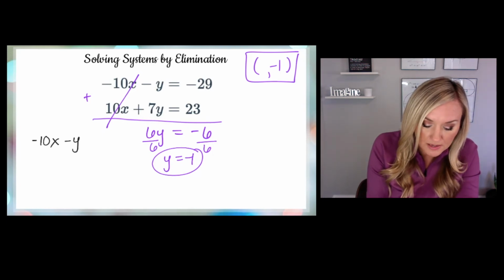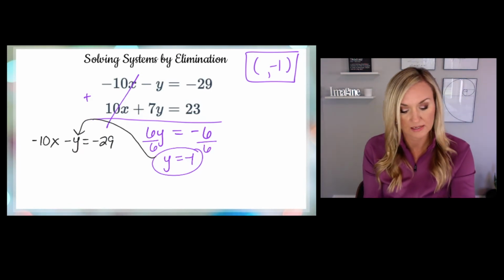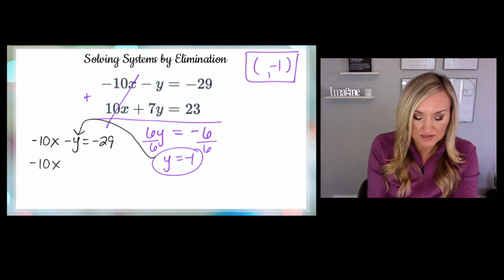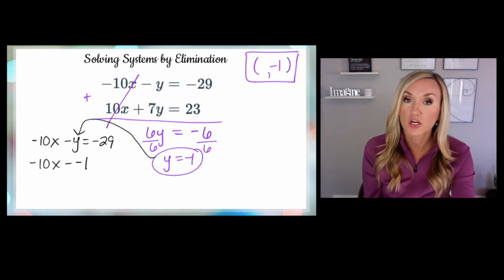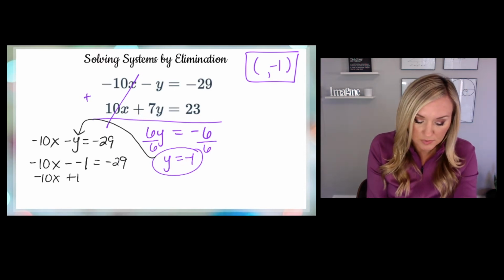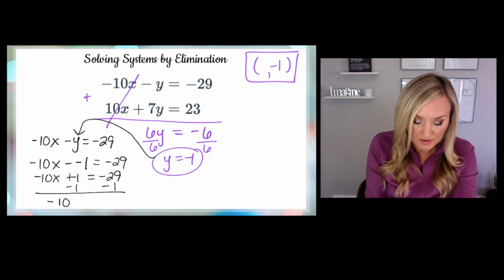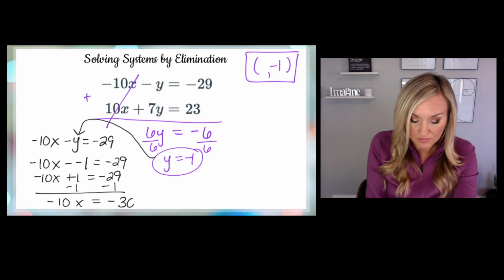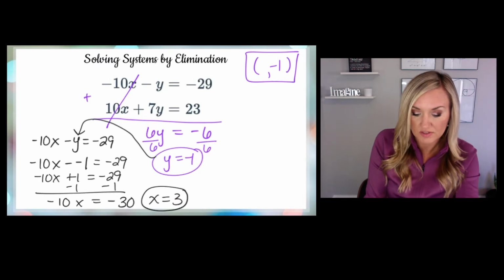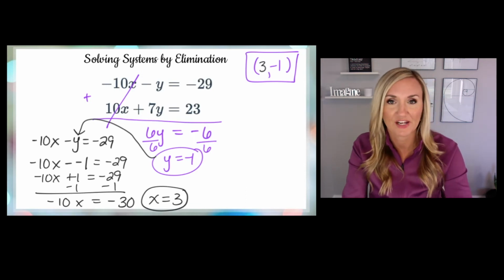-10x minus y equals -29, and then wherever I see the y, I'm going to plug in a -1. So I have -10x, and then I notice that I have a negative and a -1. So that's going to change to a positive, equals -29. So -10x plus 1 equals -29, and I'm going to subtract that 1 to the other side. So I have -10x equals -30, and when I divide by 10 on each side, a negative divided by negative is a positive, and x will give us 3. So therefore, the solution is the point (3, -1).